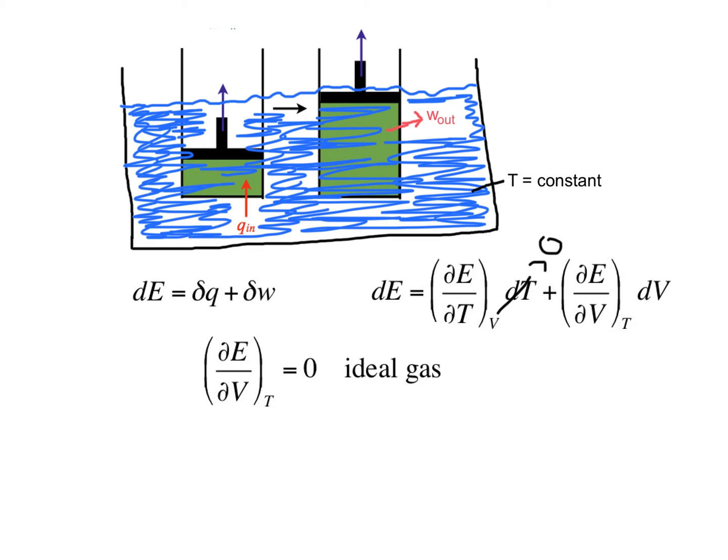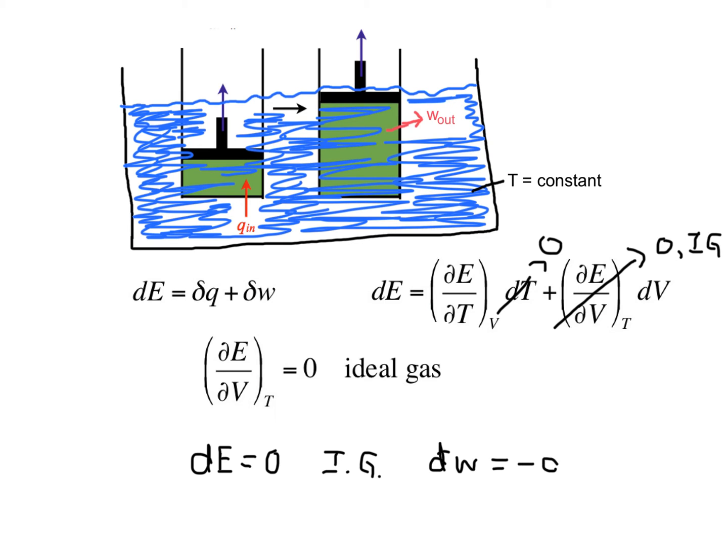Thus, the partial derivative of energy with respect to volume is equal to 0 for an ideal gas, and so we can say that dE is equal to 0 for the isothermal expansion of an ideal gas. And so when I expand an ideal gas isothermally, the small incremental amount of work is equal and opposite to the amount of heat that has to enter the system to balance the temperature.